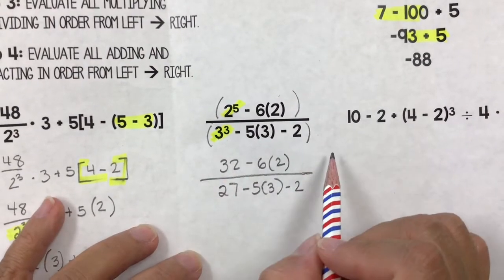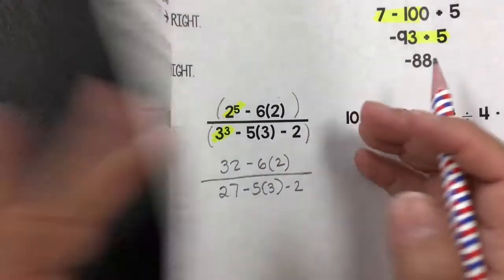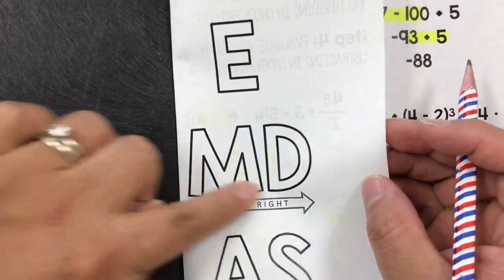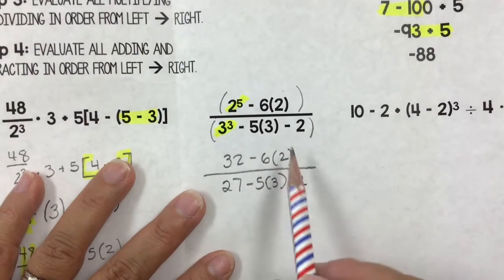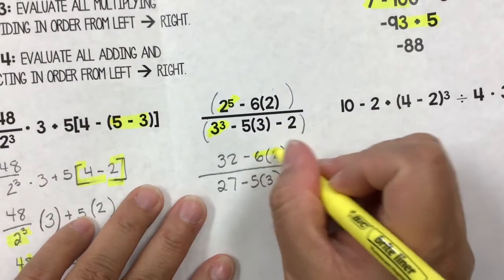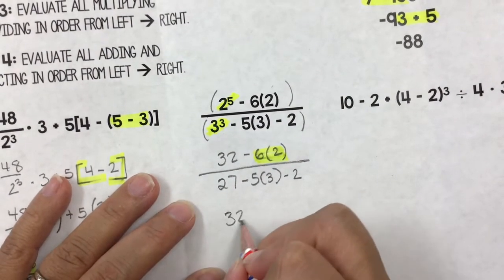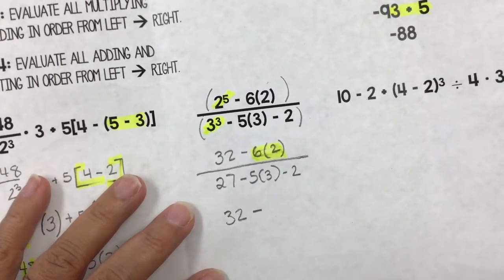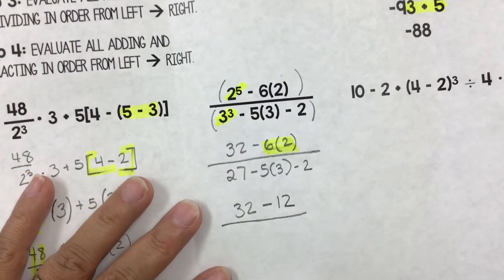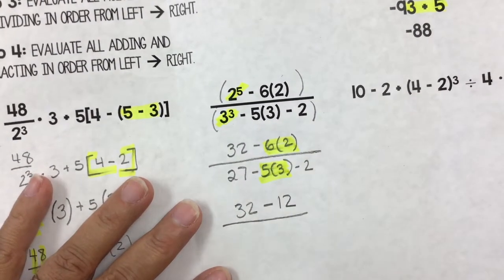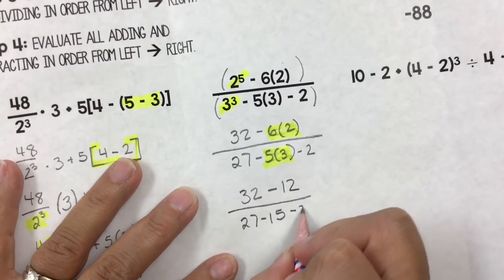Okay, for the numerator, which is a separate group, and it should have parentheses, we need to move on. We did the exponent. Now we need multiplication or division. The multiplication is done right here. So we have 32 minus 12. We could also do the multiplication we see in the denominator, since they're two separate groups. And that gives you 27 minus 15 minus 2.